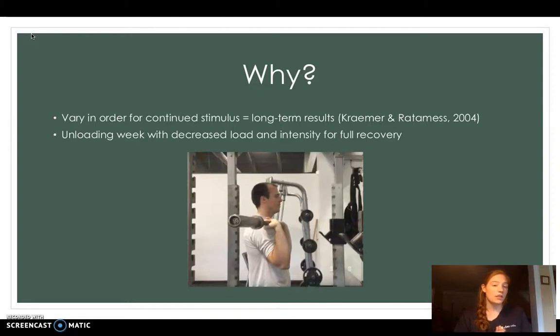I ended with an unloading week. It had decreased load and intensity so that potentially after he did these 2 mesocycles, he could have full recovery and then either be ready to go into competition or be ready to go into a new mesocycle. That unloading week allowed him to have that full recovery for his muscles.